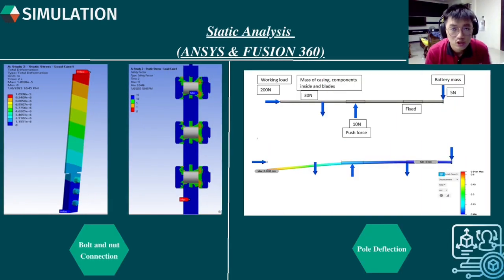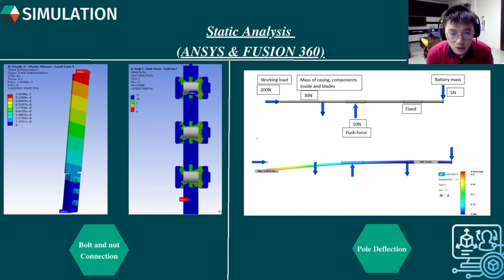We have done our simulation on the static analysis using the ANSYS and also the Fusion 360 software, and we've mainly done our static analysis on the ball nut connection with the blade and also the ball deflection. For the ball nut connection with the blade, we can analyze that the maximum deformation occurs on the top part of the blade with a maximum value of 1.04 times 10 power negative 5 millimeter. That is very minor deformation.